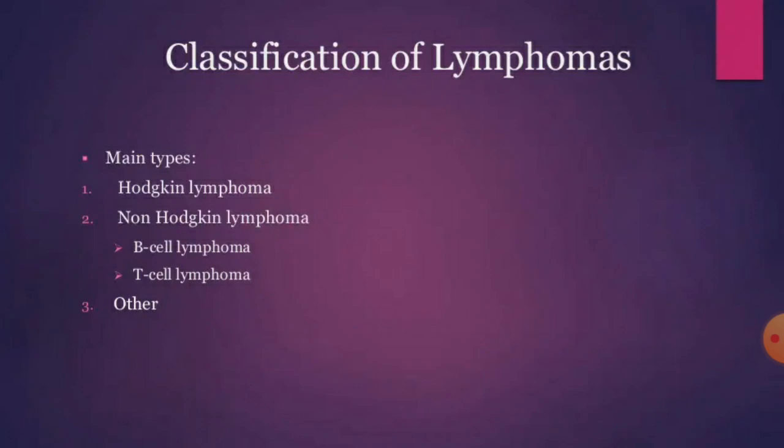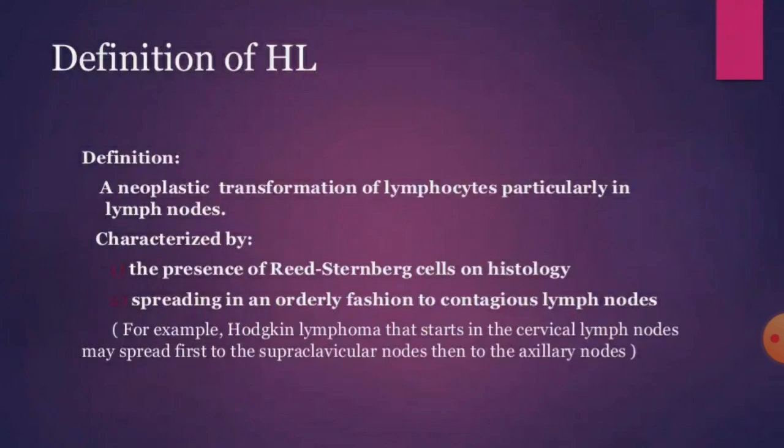Classification of lymphomas. Main types: Hodgkin lymphoma, non-Hodgkin lymphoma, other. Non-Hodgkin lymphoma has two subtypes, B cell lymphoma and T cell lymphoma.